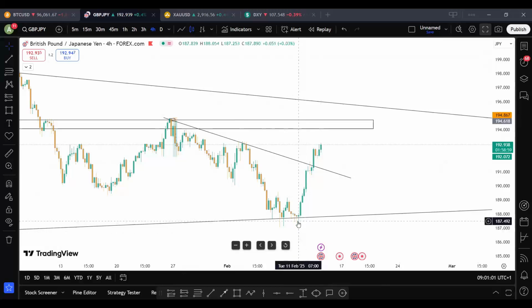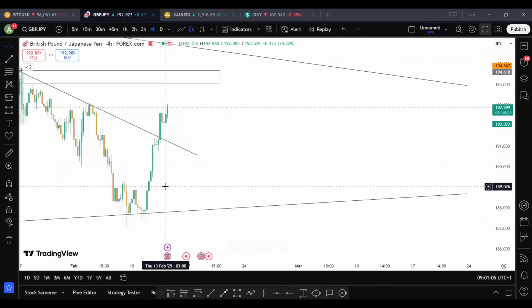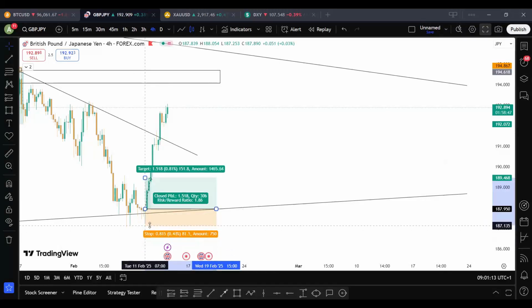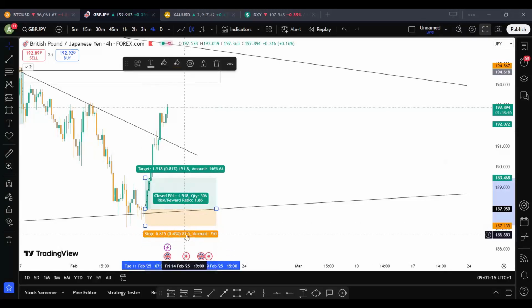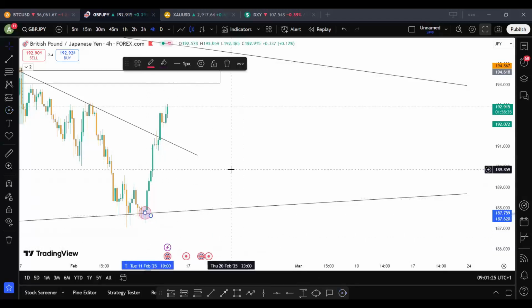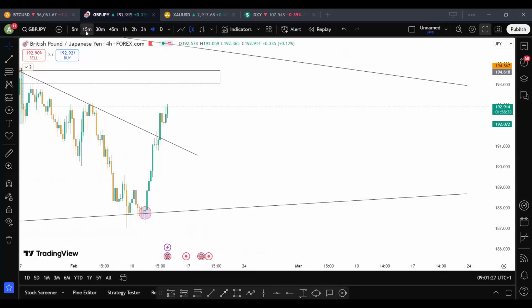So you can even see a rejection candlestick on the 4-hour. If you can afford to trade from there, then fine. But the stop loss will be too big. 81 pips is too much. So let's go to the 15 minutes time frame. Let's map it out first so we don't miss the point.